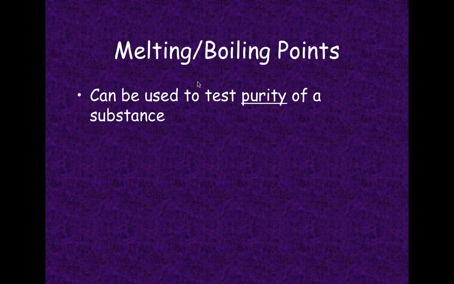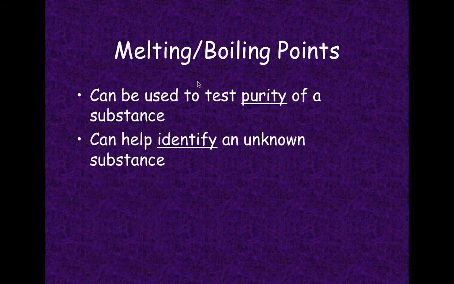We use melting and boiling points to test the purity of a substance. So in other words, does it have something else in there? Because if there's something else mixed in, it will actually change the melting and boiling points of that substance. For instance, salt water actually boils at a different temperature than plain water. It also can be used to help identify something that we don't know what it is, because we can actually melt it and then take a look at what those temperatures are and compare it to a list of things that we know.